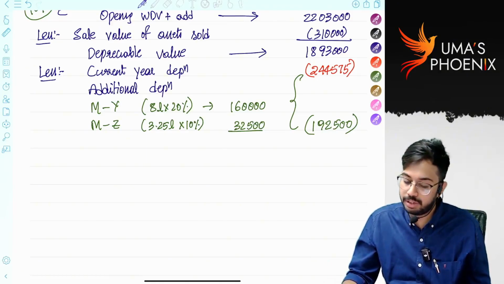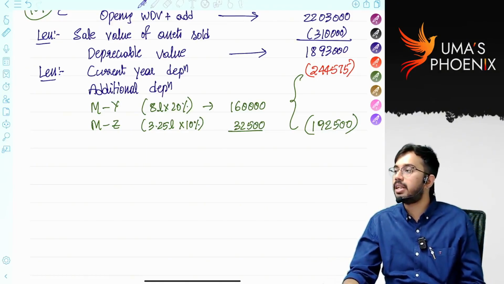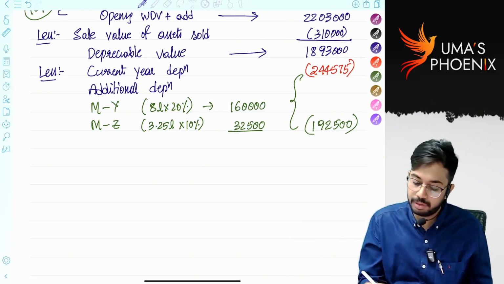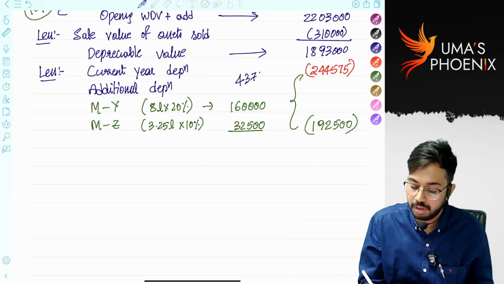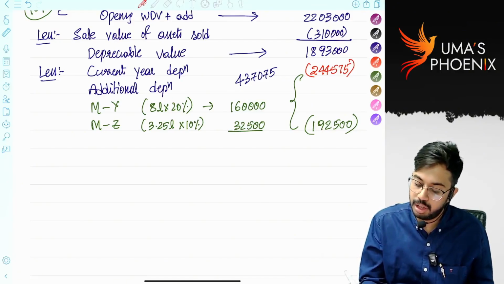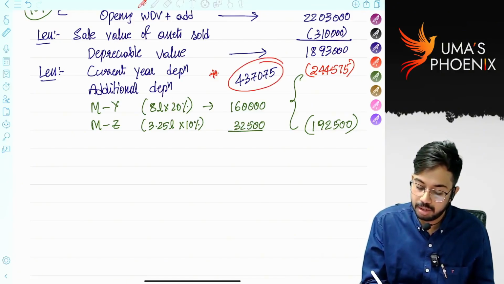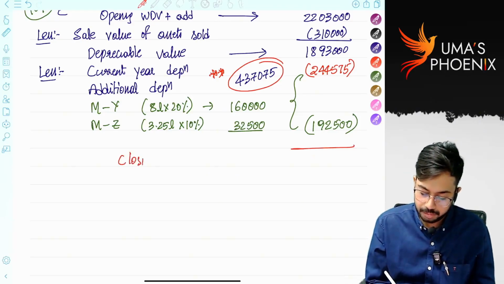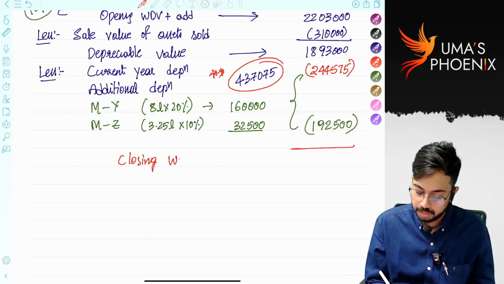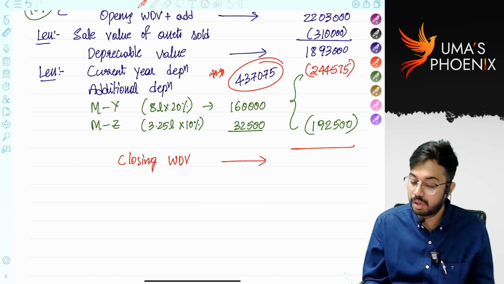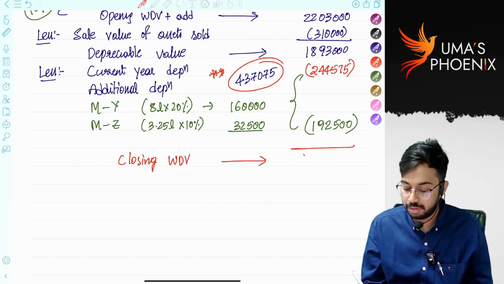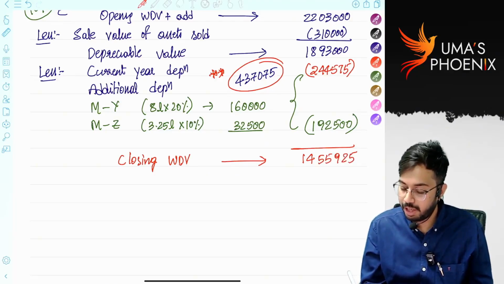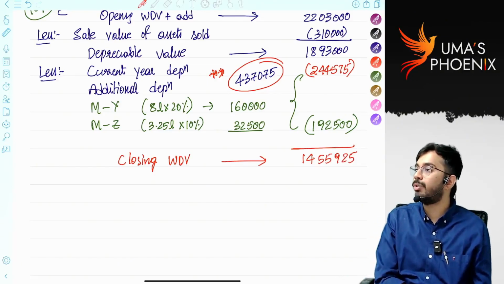Total depreciation: current year depreciation plus additional depreciation. 4,37,075. Okay, good, the answer is correct. How much is the closing written down value? 14,55,000. How much? 14 lakh? 925. Now, did you understand how to calculate?